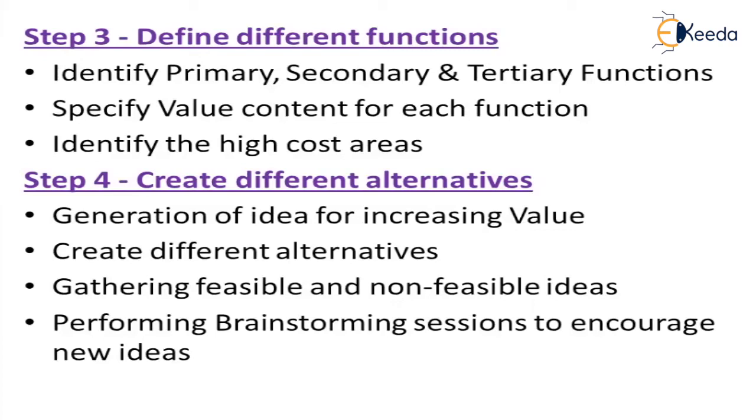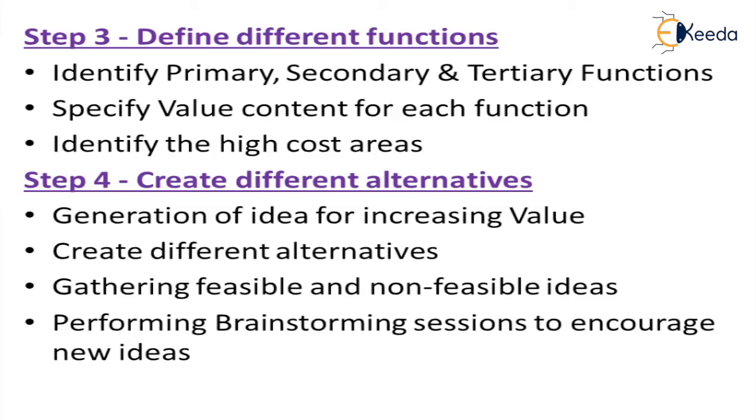Step 3: define the primary, secondary and tertiary functions. It's not really defining, it is identifying, because the product's function has already been defined. Now we are going to concentrate on the procedure so that it doesn't deviate from the functions. Now specify the value content for each function which has the best priority. Then identify the high cost areas where we are spending more to manufacture this particular product.